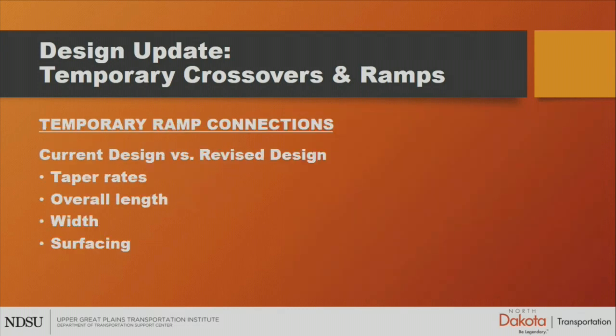So each design is a little bit different than the other. For temporary ramp connections here, we have the original design. The tapers are different, the overall length is different, the width and the surfacing could potentially be different too. So the original design has a 50-to-1 taper for entrance ramps, and we use 40-to-1 tapers for the exit ramps. The length is about 1,000 feet for an entrance ramp and 640 feet for an exit ramp, and both ramps are currently 24 feet wide. The new design is going to be a little bit different. It'll be laid out like acceleration and deceleration lanes, which I'll show you here in a second.